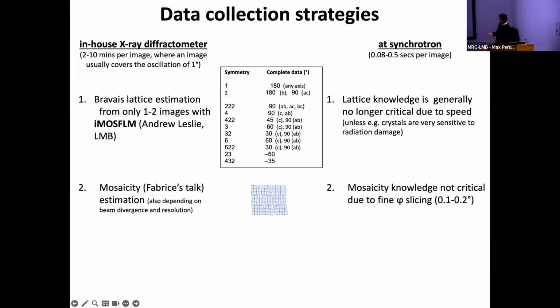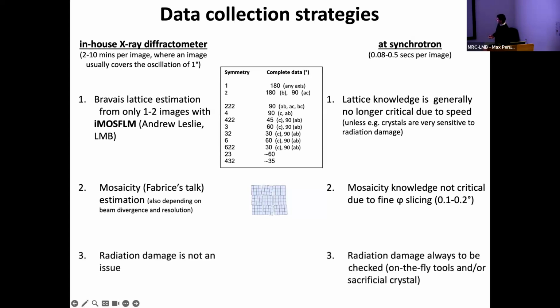Mosaicity, this is what Fabrice explained in his talk. The problem with mosaicity is that because you are doing large oscillations, you might have overlaps of spots on your detector. That is not going to happen at the synchrotron because you do very fine slicing. However, the problem that we don't have in the house is radiation damage, because the beam is so weak. But this is something you always need to be aware of at the synchrotron.